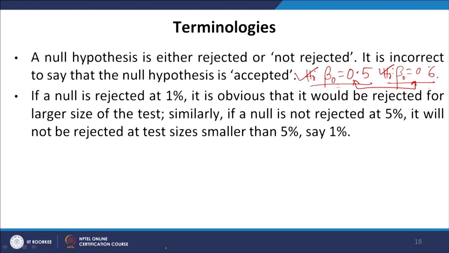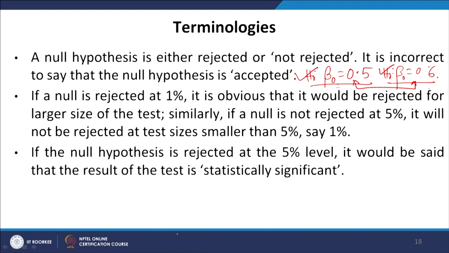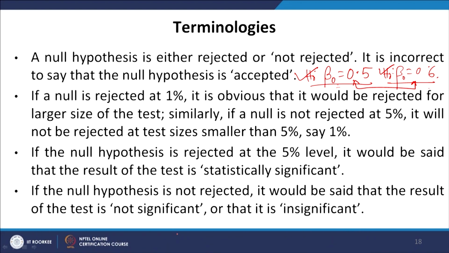If a null hypothesis is rejected at 1%, it is obvious that it would be rejected for a larger size of the test. Similarly, if a null is not rejected at 5%, it will not be rejected at test sizes smaller than 5%, say 1%. If the null hypothesis is rejected at 5% level, it would be said that the result of the test is statistically significant. If the null hypothesis is not rejected, it would be said that the result of the test is not significant, or that is insignificant. So, these are the terminologies that we use.